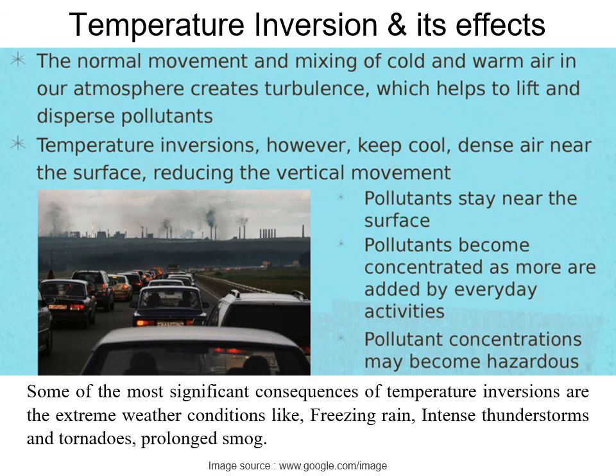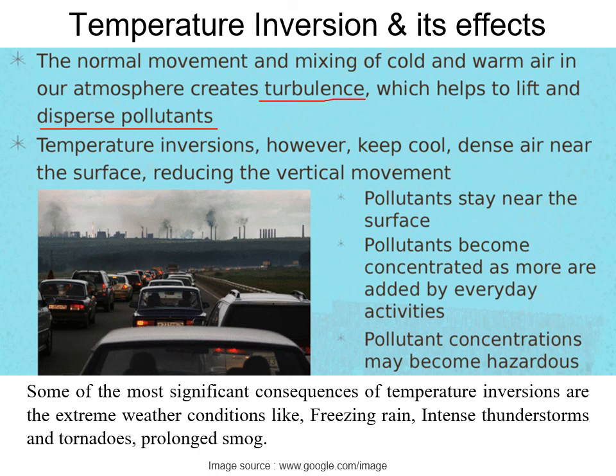Now, what are the effects of temperature inversions? Different kinds of inversions are found to occur within the atmosphere. Some are close to the surface, some are occurring up in the atmosphere. Now, what are their effects? The normal movement and mixing of cold and warm air in the atmosphere creates turbulence, which helps to lift and disperse pollutants. That is in the normal case.